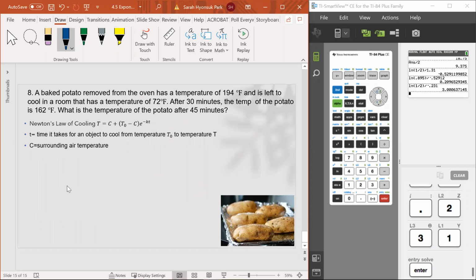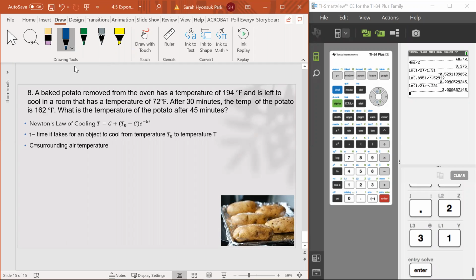So let's say we baked the potato in the oven, and when we removed it, it was at 194 degrees and was left in a room that has a temperature of 72 degrees. So after 30 minutes, the temperature of the potato was 162 degrees Fahrenheit. Based on that, let's calculate what the temperature of the potato would be after 45 minutes. So here's Newton's law of cooling again, where t was the time it takes for an object to cool.